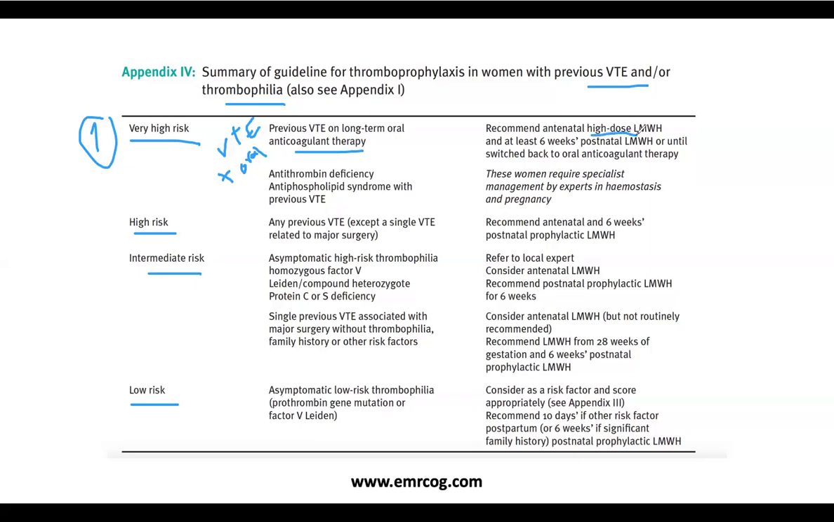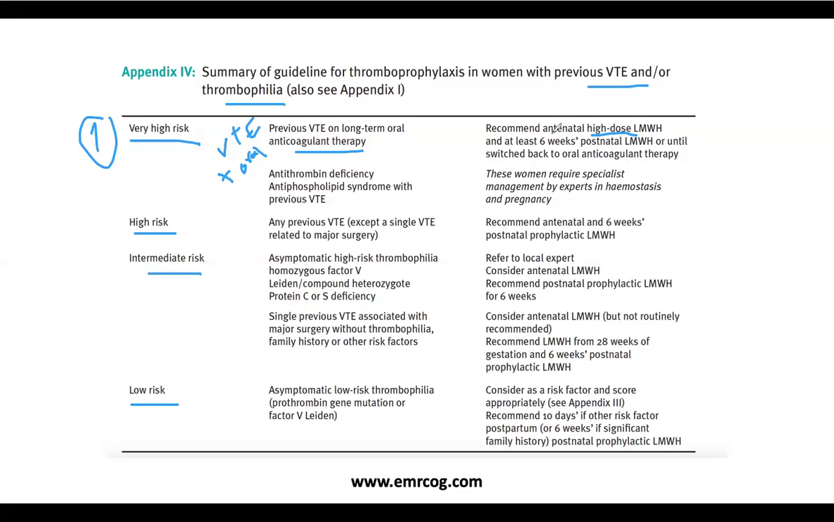What is a high dose prophylaxis? You know, my dear friends, that there is a difference between the prophylactic dose of low molecular weight heparin and the therapeutic dose of low molecular weight heparin. If we speak about the prophylactic dose here, we will have a special higher dose called the high dose prophylactic. What is the high dose? It's actually 50 to 75% of the therapeutic dose. So it's a bit higher.